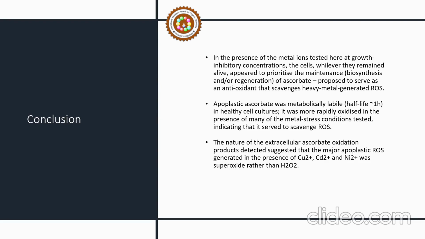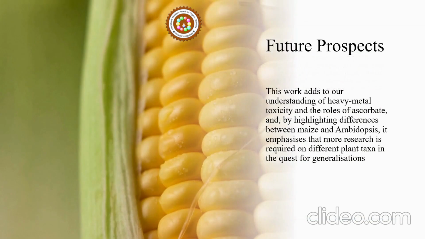The nature of the extracellular ascorbate oxidation products detected suggested that the major apoplastic reactive oxygen species generated in the presence of copper, cadmium, or nickel was superoxide rather than H2O2, that is hydrogen peroxide. This work gives a wonderful understanding about heavy metal toxicity and the role of ascorbate, and by highlighting these differences between maize and Arabidopsis, it emphasizes that more research is required on different plant taxa so that we can generalize our findings more appropriately.